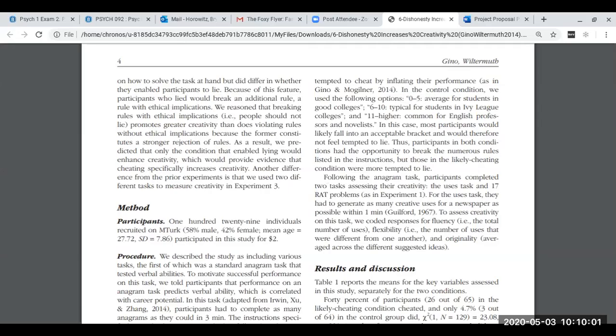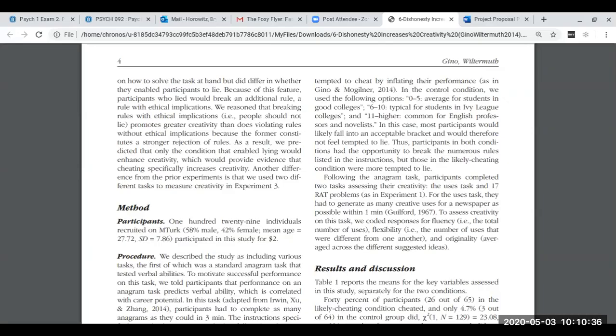to us. In the control condition, we use the following options: 0 to 5 for average students in good colleges, 6 to 10 typical for Ivy League, 11 and higher for English professors and novelists. So it was very much deflated in that case. In this case, most participants would likely fall into an acceptable bracket and would therefore not feel tempted to lie. Thus, participants in both conditions had the opportunity to break the numerous rules listed in the instructions, but those in the likely cheating condition were definitely more tempted to lie.